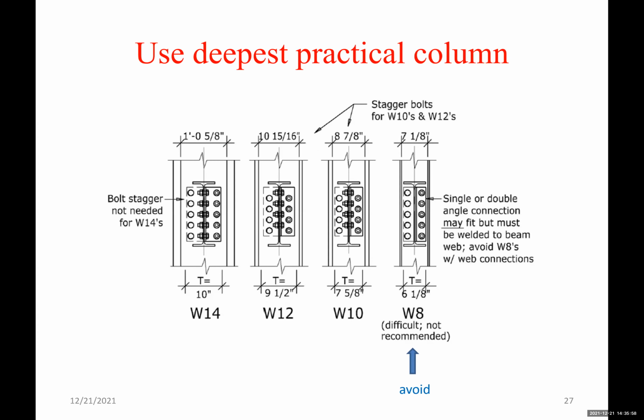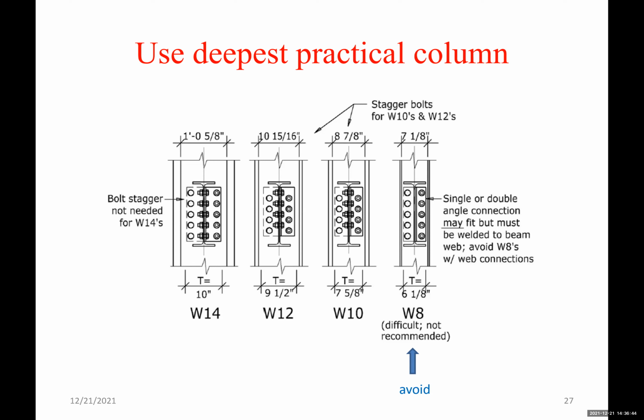Okay, use deepest practical column. Okay, again, this is for connection design. So typically the column sizes we use for typical buildings. Okay, we're not talking about high-rise buildings where maybe composite columns are used or maybe built-up columns are used. So just for 80% of the buildings that we design every day, the typical column sizes range from W8 to W14. Okay, of course, W8 is not recommended because you can see the depth of the section is small, and sometimes it's hard to fit in a connection into a W8 section.